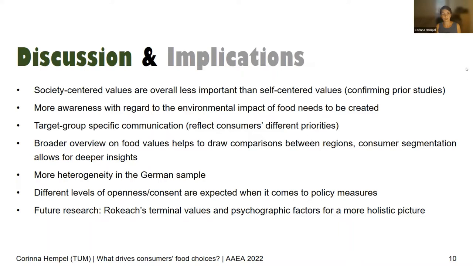This broader overview on food values, which we created in the beginning, is good to draw comparisons between regions. But then the latent class cluster analysis, so the segmentation of consumers, allows to get much deeper insights. And as I said, we could see more heterogeneity in the German sample, which makes sense because we had consumers from all over Germany and not only from one area like Bavaria. And those segments also showed us that we should expect different levels of openness or consent when it comes to policy measures. So if we really want to think about putting policy measures into place, we also have to realize that different groups of people will react in different ways.